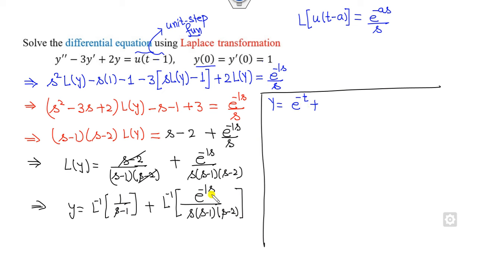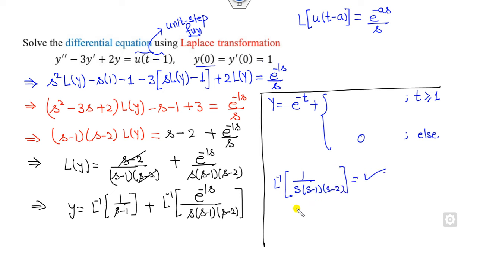How can you find the Laplace inverse of this? So there are two cases. The first one is t greater than or equal to 1, otherwise 0. Fine. What is the rule? I can find the Laplace inverse of the remaining quantity 1 over s(s minus 1)(s minus 2). Whatever the answer we have obtained, I can replace t by t minus a. A is my 1. So firstly I can find the inverse of this.